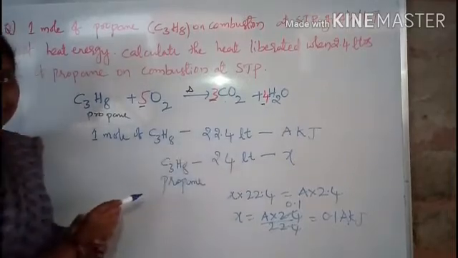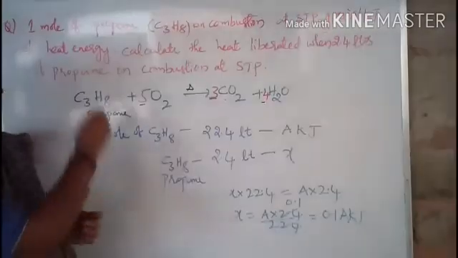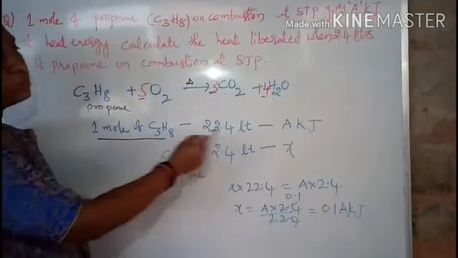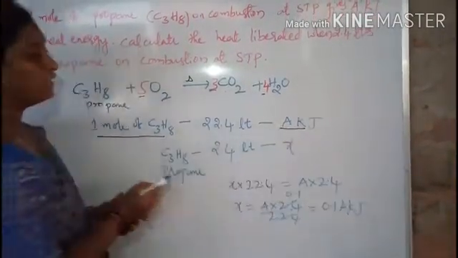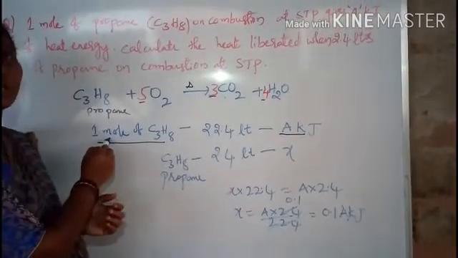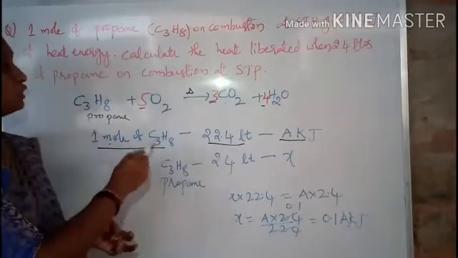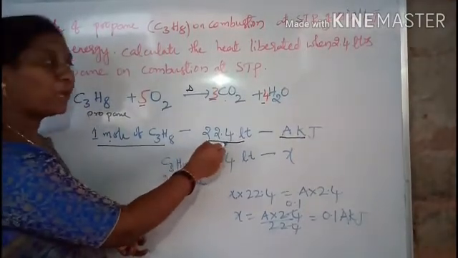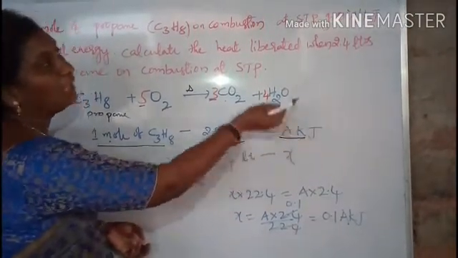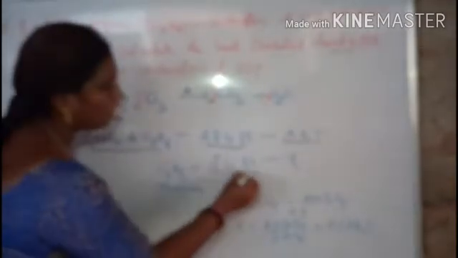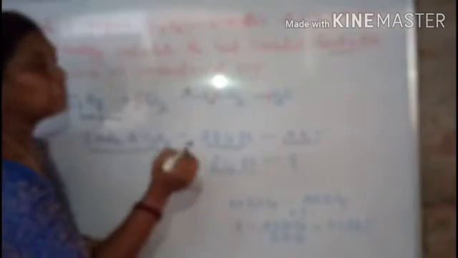Now it gets balanced. Now in the question it is given that 1 mole of propane, C3H8, gives A kilojoules of heat energy. 1 mole of propane at STP occupies how much volume? 22.4 liters of volume. So 22.4 liters of propane gives A kilojoules of energy. Then 2.4 liters of propane gives how much heat energy?